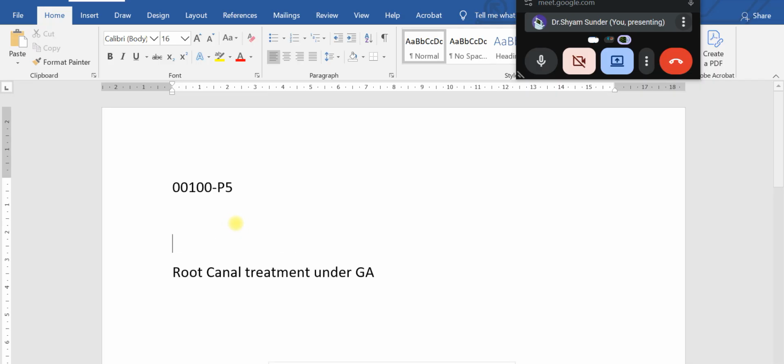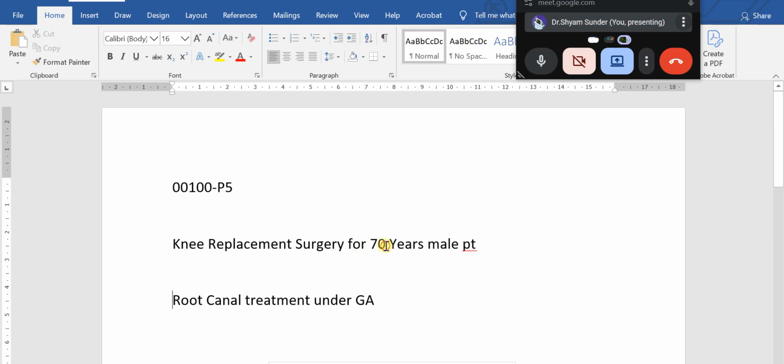For example, let us take a different one, knee replacement surgery for a 70 years male patient. Now let us put it as 75 years. Now under anesthesia, under GA. Can you find the code for the anesthesiologist?